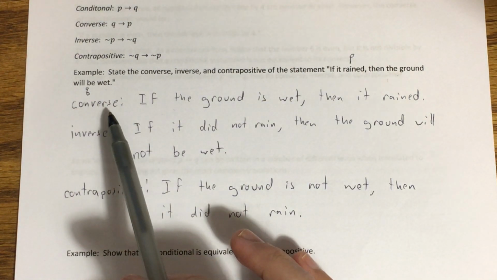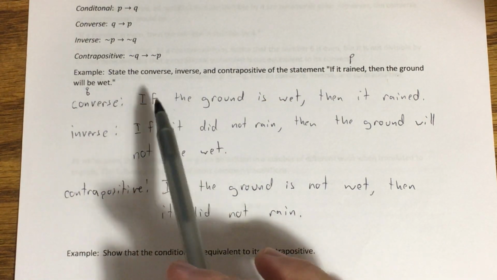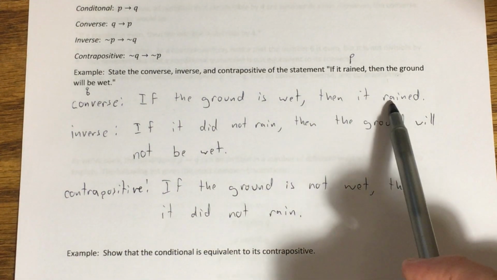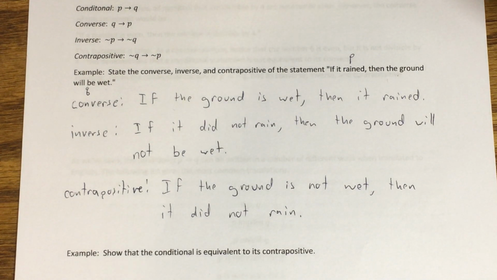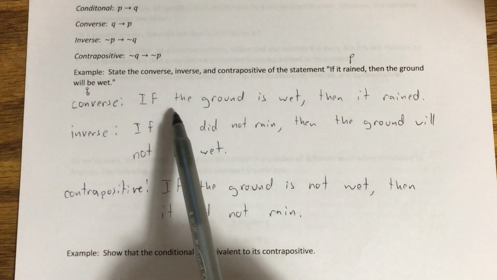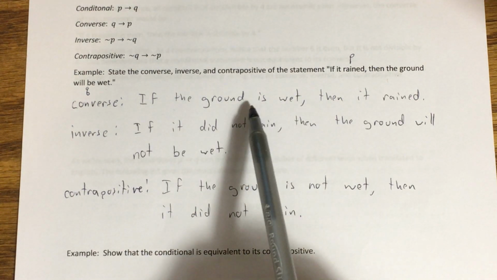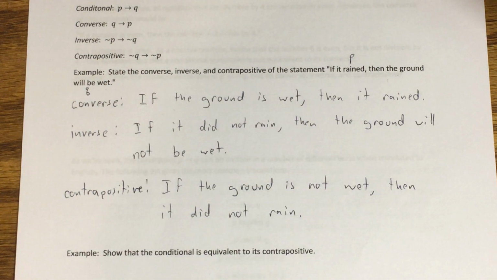Is the converse necessarily true? If the ground is wet, then it rained. It turns out that by switching these two, the antecedent and the consequent, we get a statement that's not necessarily true. Because if the ground is wet, does that necessarily imply that rain is what made it wet? That's not necessarily true. The ground could be wet for other reasons. Maybe somebody sprayed a hose on the ground and that's what made it wet. So the converse in this case is not necessarily true, even though the original statement was true.